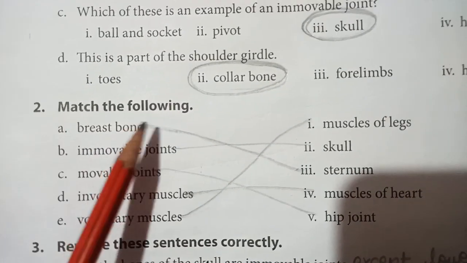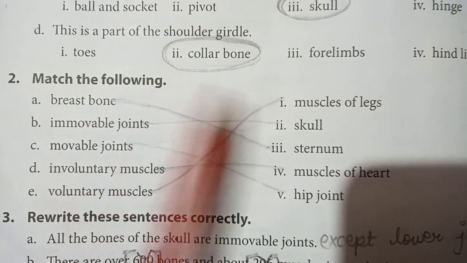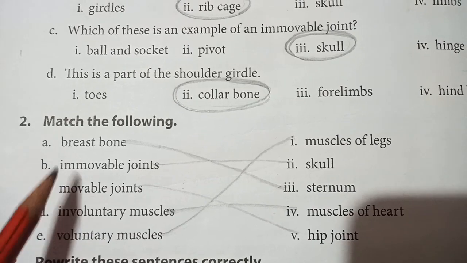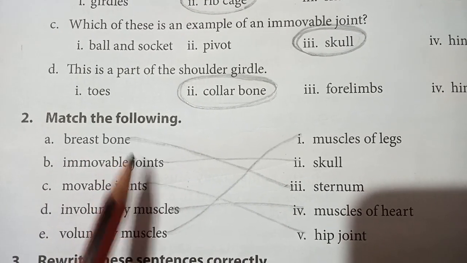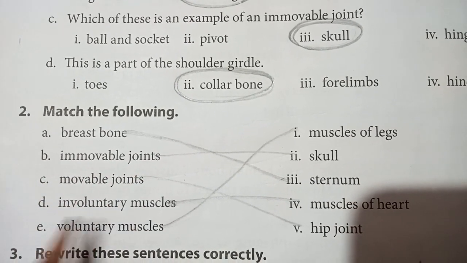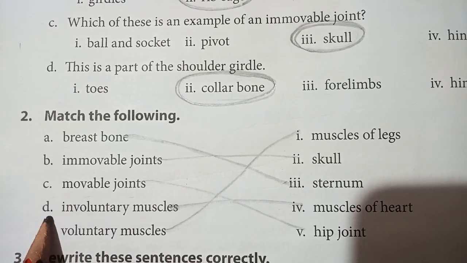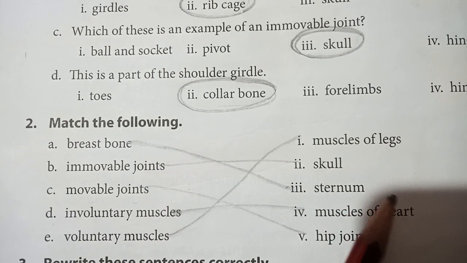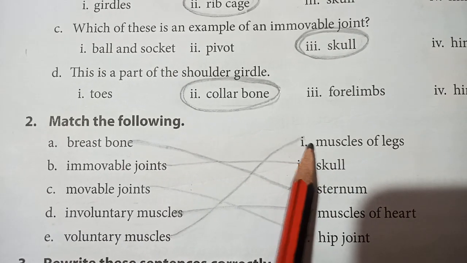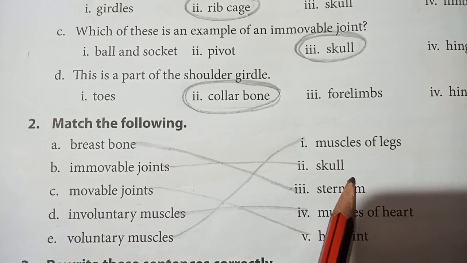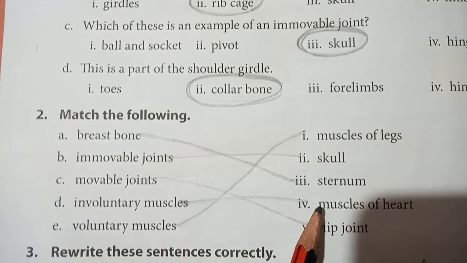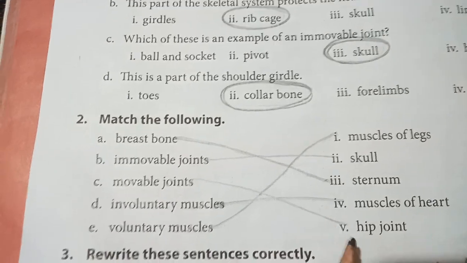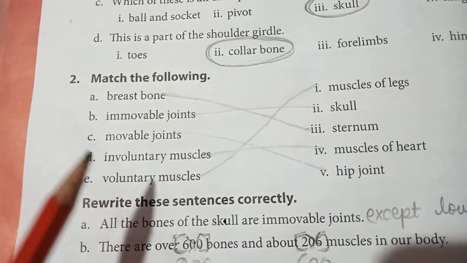That is your match the following. So here we have a few options and we need to match. A. Breast bone. B. Immovable joints. C. Movable joints. D. Involuntary muscles. And E. Voluntary muscles. And the other options are, first, muscles of legs. Second, skull. Third, sternum. Fourth, muscles of heart. And fifth, hip joint. Okay, so let's match.